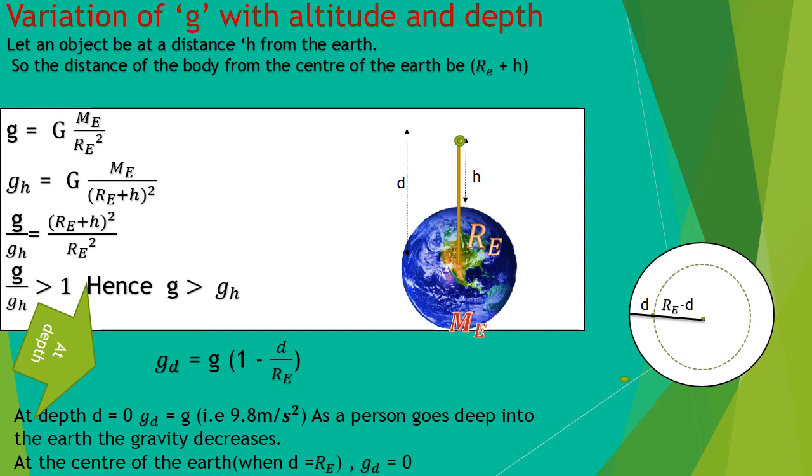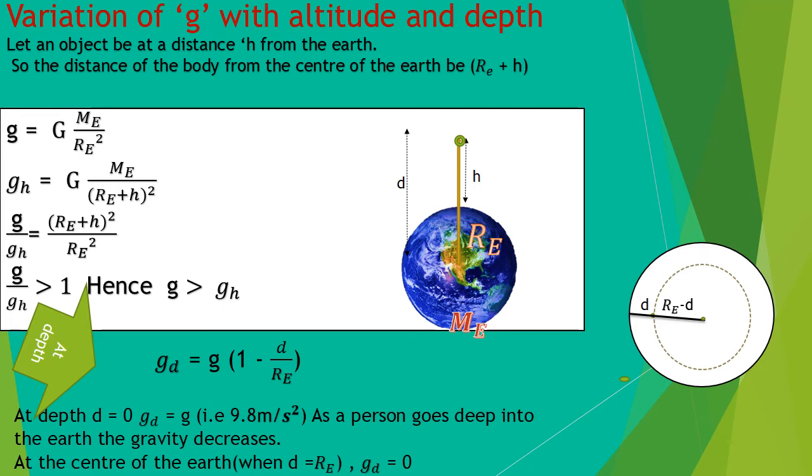So look at the figure, children. Suppose an object is covering a depth d into the earth. So what is the distance between the object and the center of the earth? It will be Re minus d. Re is the total radius of the earth, and so we can say that the distance from the object to the center of the earth is Re minus d.